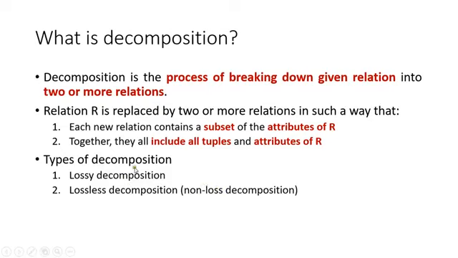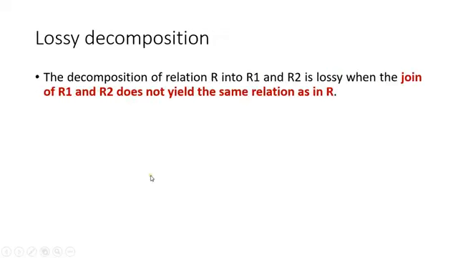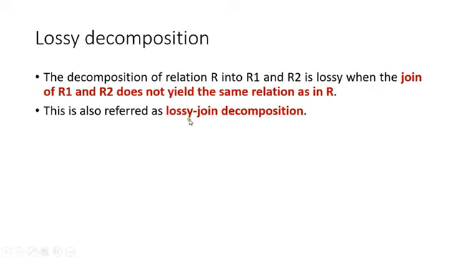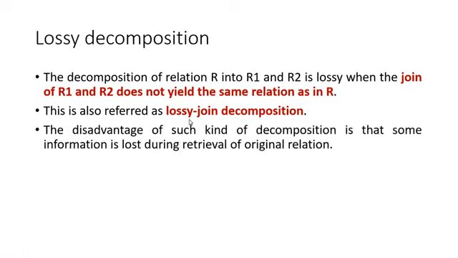Let's start with the first, lossy decomposition. The decomposition of relation R into R1 and R2 is lossy when the join of R1 and R2 does not yield the same relation as R. We'll see an example of this lossy decomposition in the next slide. But as per the definition, if we split the table and try to rejoin all the split tables, the result should be the same. This is also referred to as a lossy join decomposition.